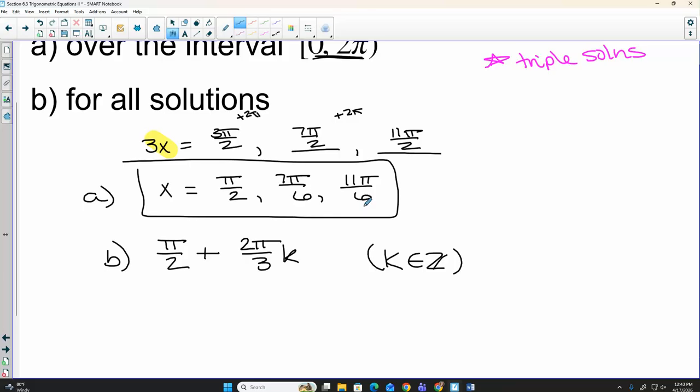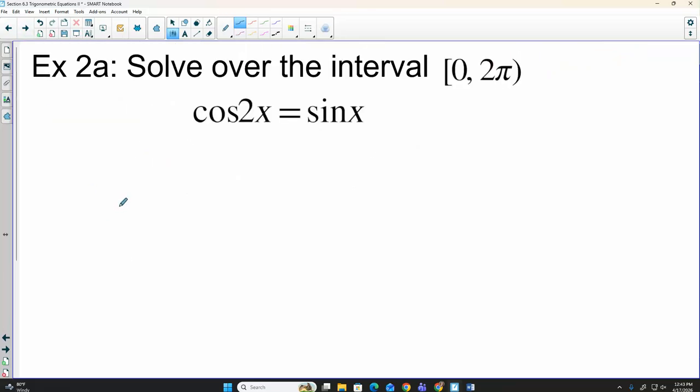Let's practice a couple more like this. When I look at this one, the 2x tells me double solutions, but what's my angle on the other one? X. We need our angles to be the same. Okay, so what thoughts do you have?